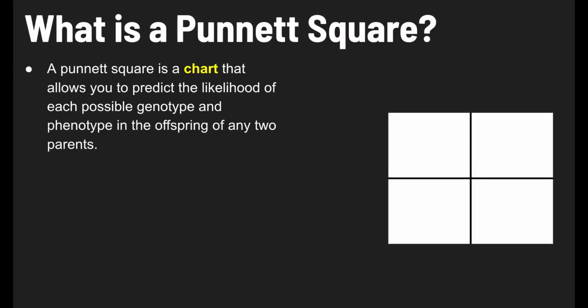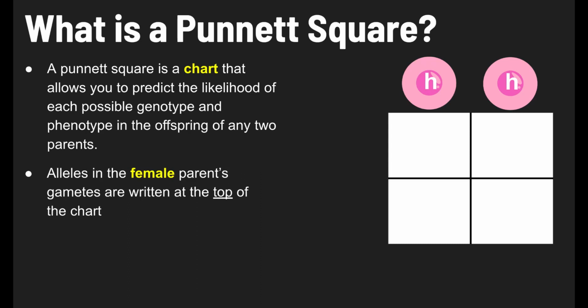A Punnett square is a chart that allows you to predict the likelihood of each possible genotype and phenotype in the offspring of any two parents. The alleles in the female parent's gametes are written at the top of the chart. So the female parent produces eggs, and inside those eggs are alleles. That's what is written at the top of this chart.